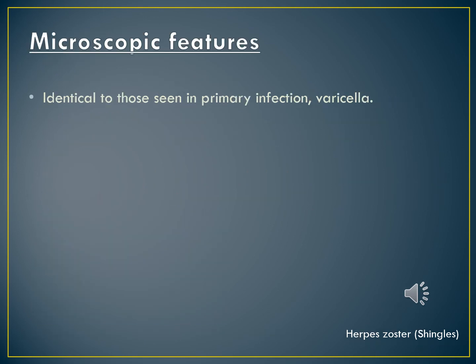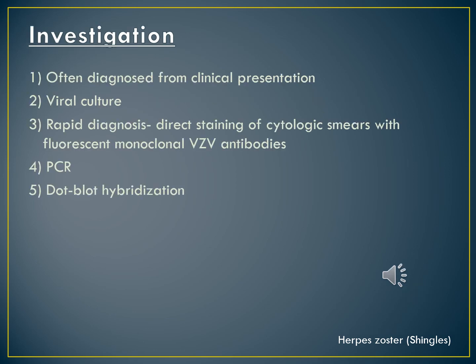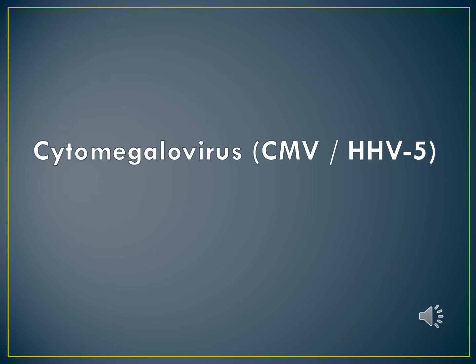The microscopic features of herpes zoster are identical to those seen in primary infection, varicella. Herpes zoster is often diagnosed from clinical presentation. Its investigation includes viral culture, rapid diagnosis using direct staining of cytologic smears with fluorescent monoclonal varicella zoster viral antibodies, PCR, and dot blot hybridization.